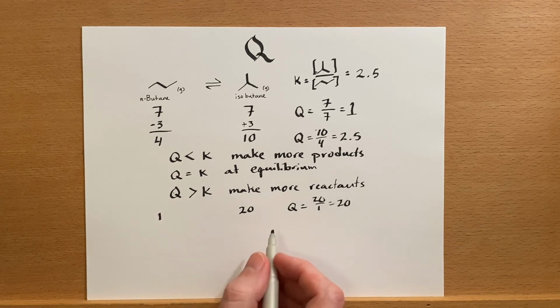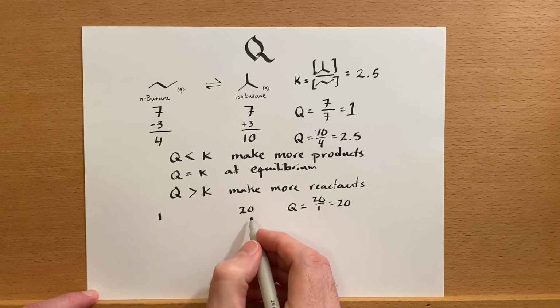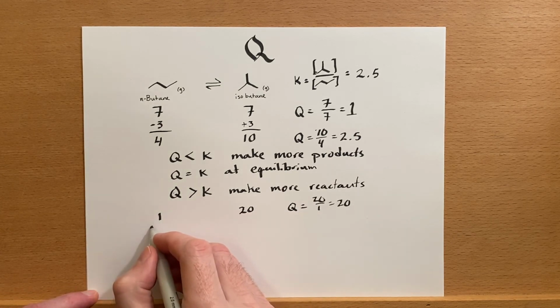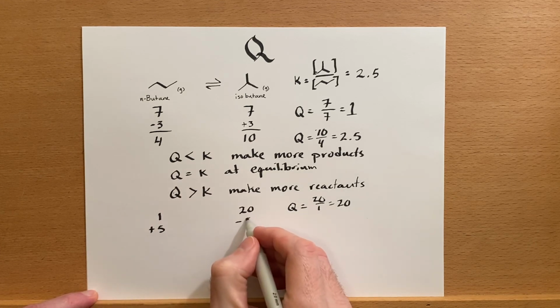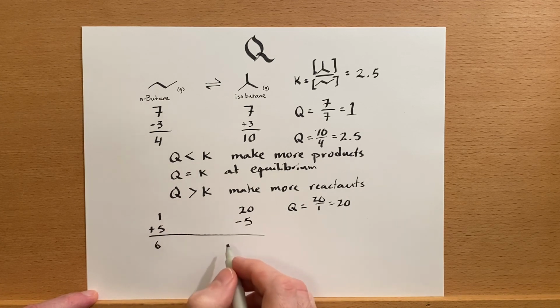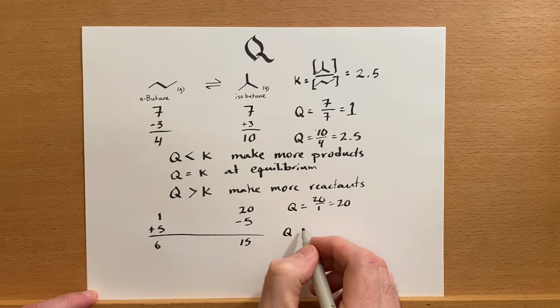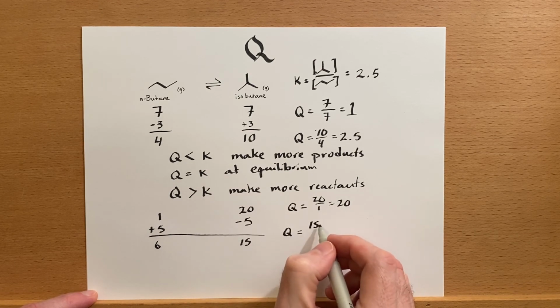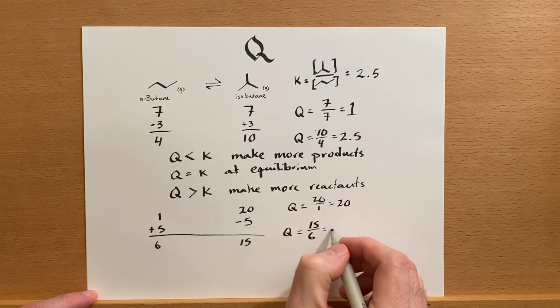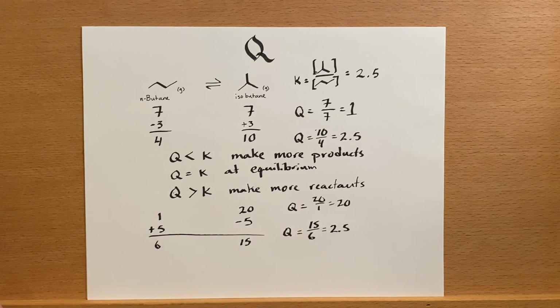In this case, let's transfer 5 of the product molecules and make some reactants out of it. So plus 5, minus 5. So if we do that, I'll have 6 reactants and I'll have 15 products. And now Q would be 15 over 6, which is 2.5. And we're back at equilibrium now. So that's how to use Q to determine which direction a reaction will need to go.